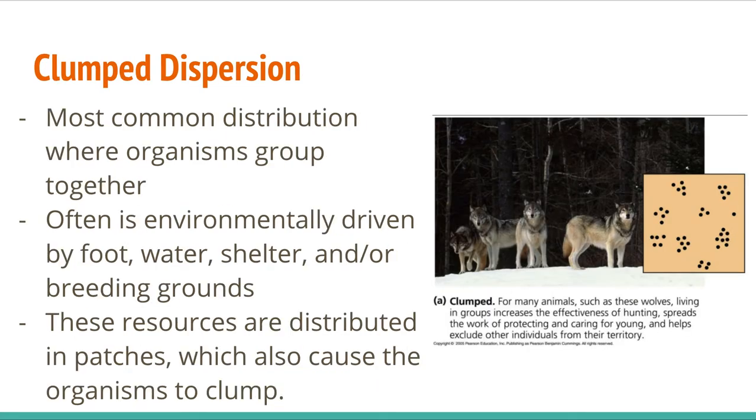Clumped distribution is kind of the opposite. This is where organisms cluster together. And often this clustering is to make better use of resources, or when resources are distributed into patches. So wolves, of course, are the classic example because pack behavior is an example of clumped distribution. So is herding behavior, and in that case, herding behavior can be more about just safety in numbers. So clumped dispersion is another very common one we'll see.